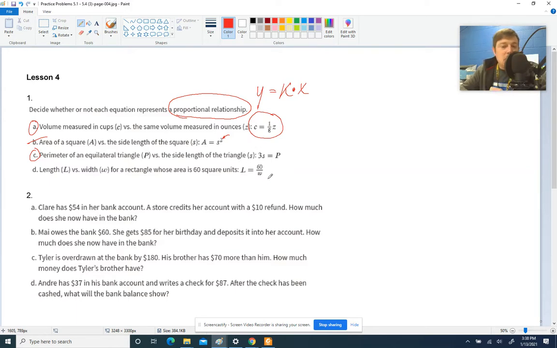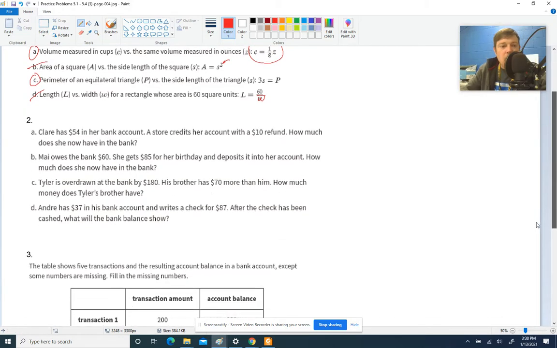And then the last one we don't like because we're dividing by a variable. That's a big no-no. We can't have that denominator a letter, because if it's 0, then all crazy is going to break loose mathematically. Can't have that letter on the bottom. If it was w divided by 60, I would have picked it. But it's the other way around. It doesn't work that way.